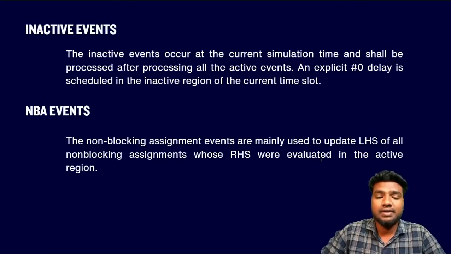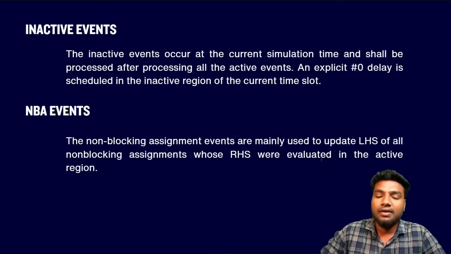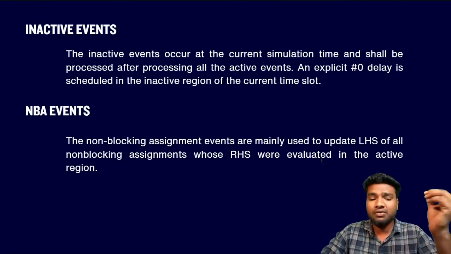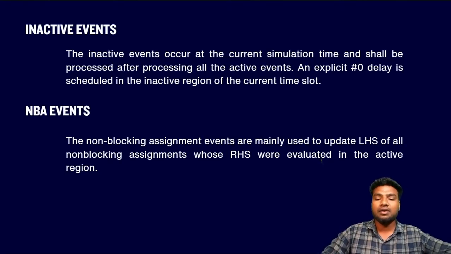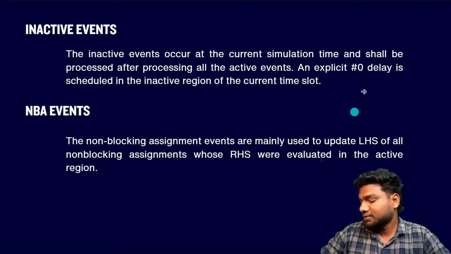Non-blocking assignments: for non-blocking assignments, the RHS is already computed in the active region, and it just assigns the RHS to the LHS in the NBA region. This NBA region has to wait for the active region to complete, and then the inactive region to complete. So NBA waits for two regions, active and inactive. Only then can it assign the RHS to the LHS. So this is the NBA region.